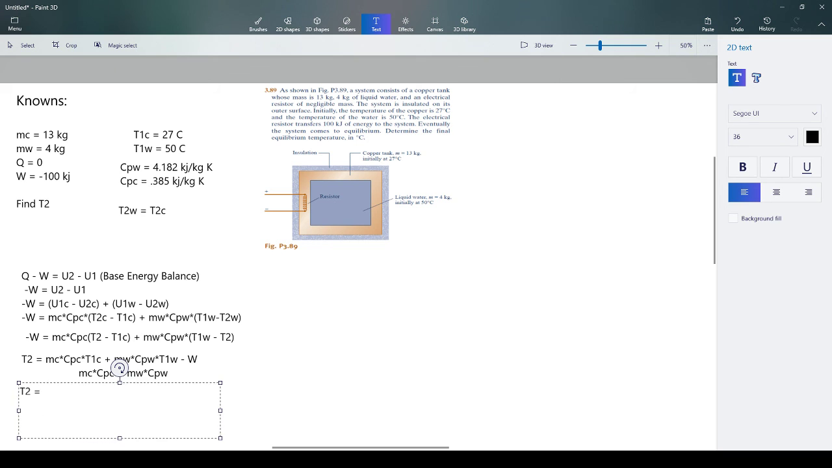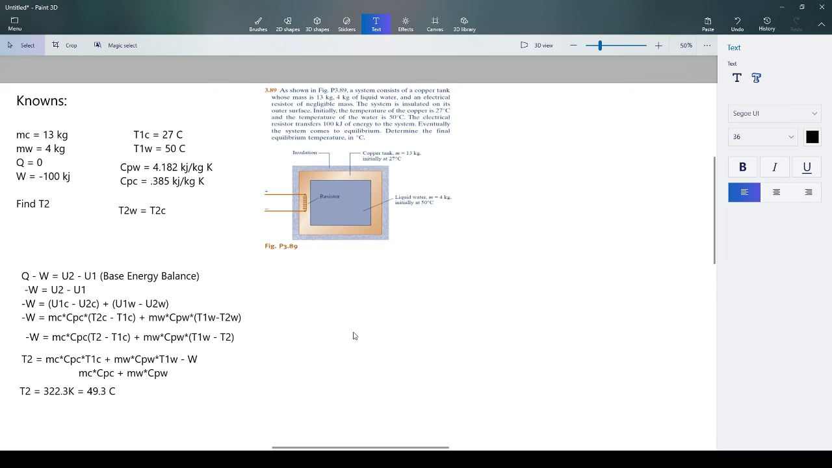The final answer here, when you do all of that, you end up getting a temperature of 322.3 Kelvin, which ends up being 49.3 Celsius. That's what you end up getting as the final answer. This is the final answer of the question.